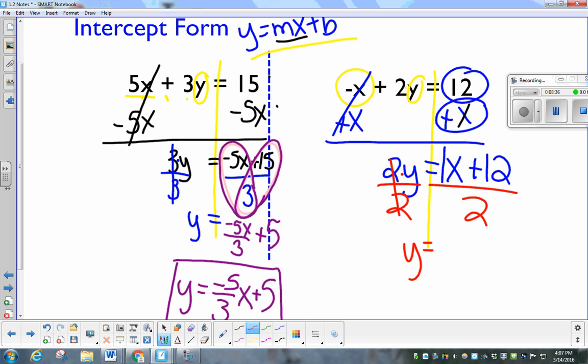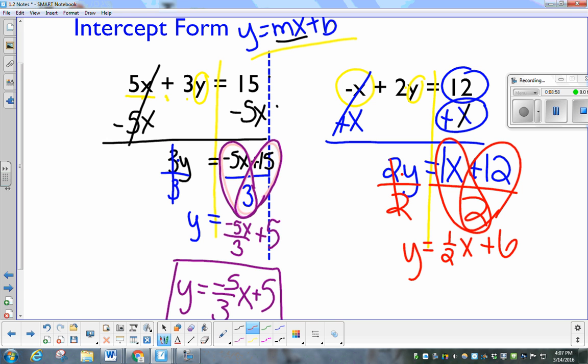So I'm left with y equals, heart method. I've got 1x over 2 for the first part of my fraction. I'm going to write that as 1 over 2x. You could write it as x over 2 or 1x over 2, but I just like putting the fraction out in front. It's the same thing. Plus, I've got another part of my heart here. 12 over 2 is 6. I'm just going to write plus 6.